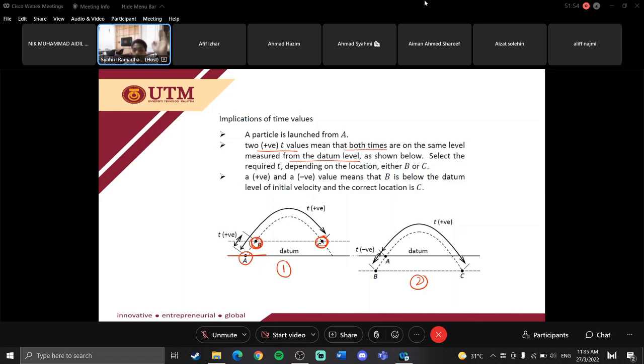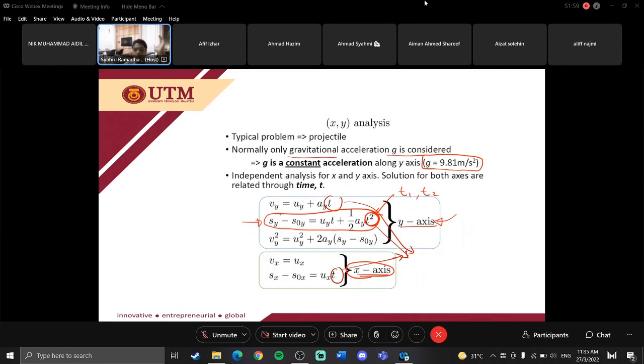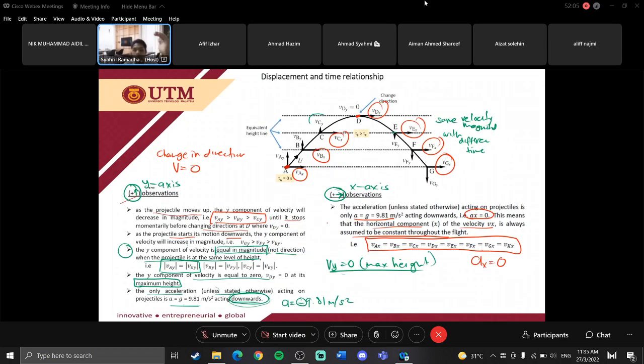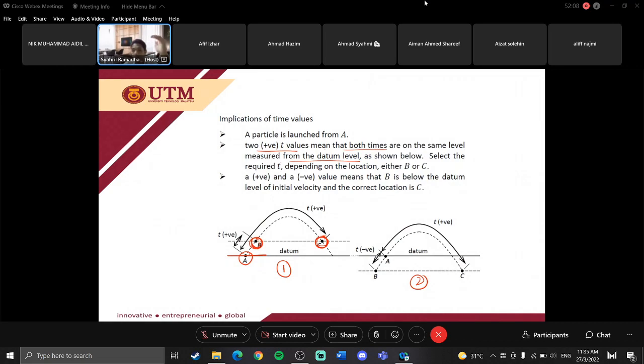Like I mentioned, why? Because in this equation, you may notice that we can relate the velocity. As I mentioned, on the same level the magnitude of velocity is the same, but the time is different. So in order to determine the time, you just notice that the smallest time is B and the highest time is C. So that is the case where both times are positive.